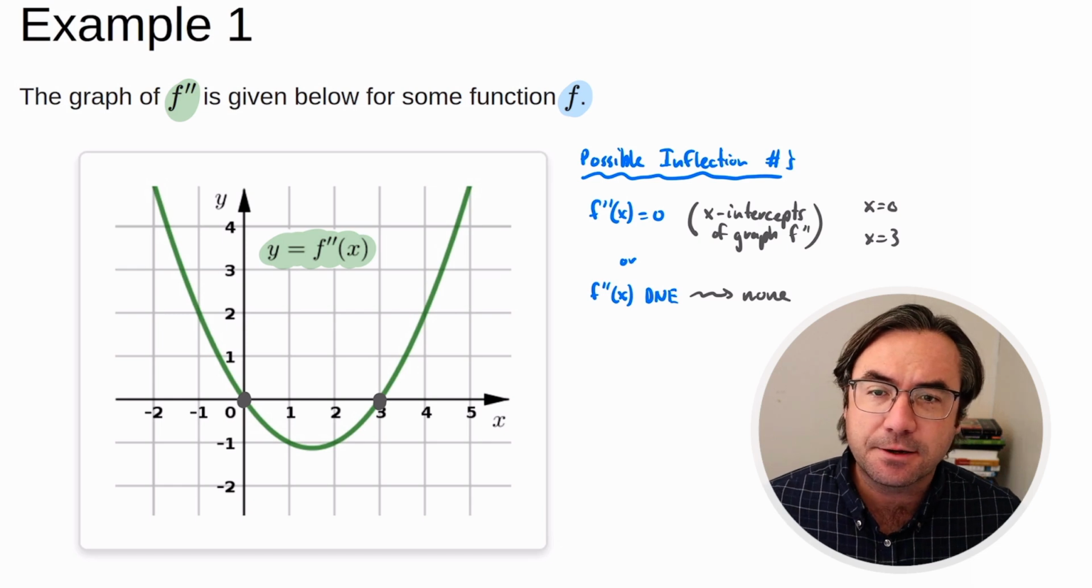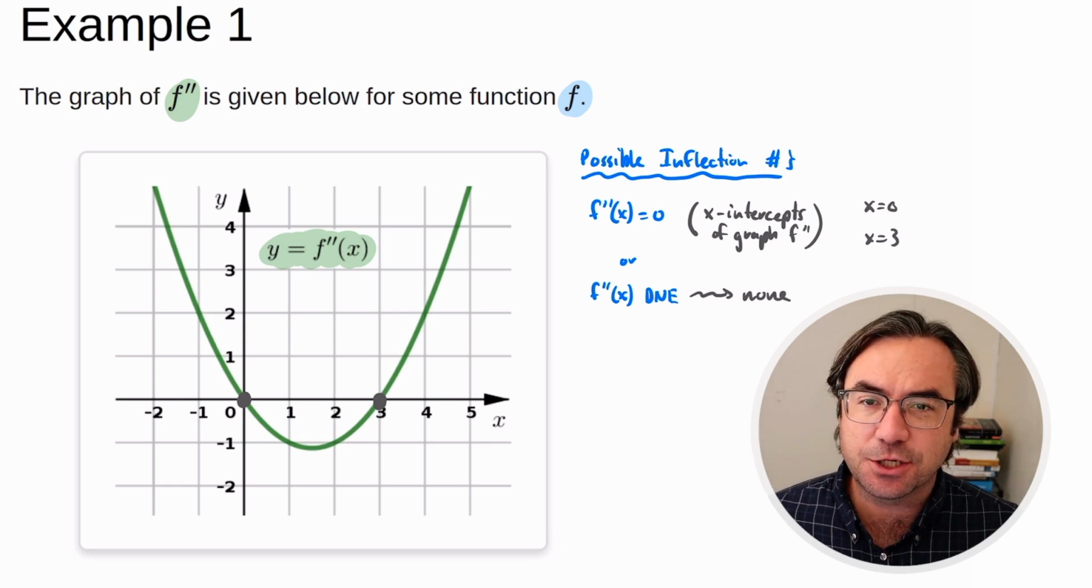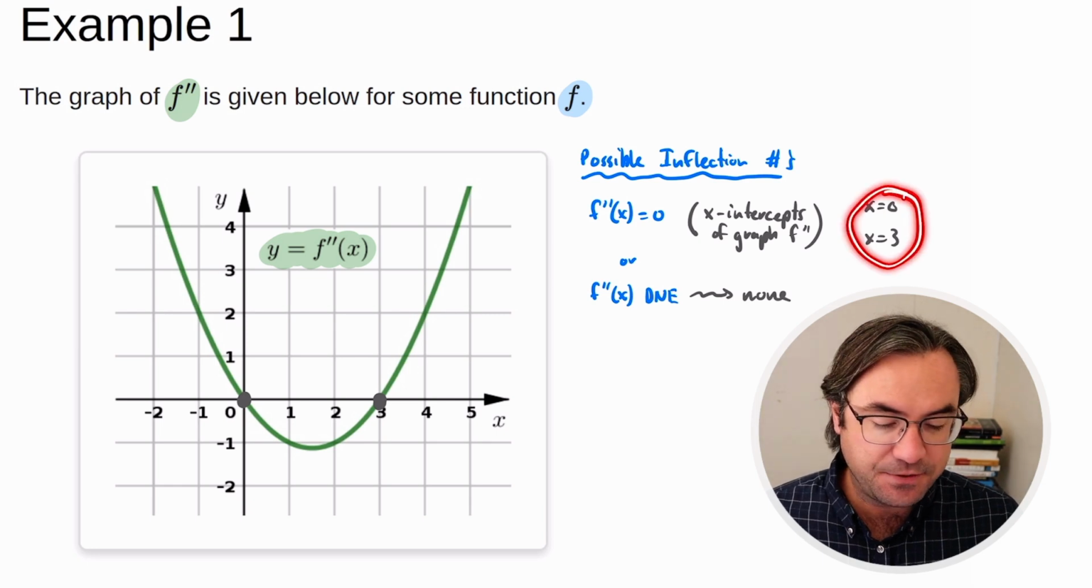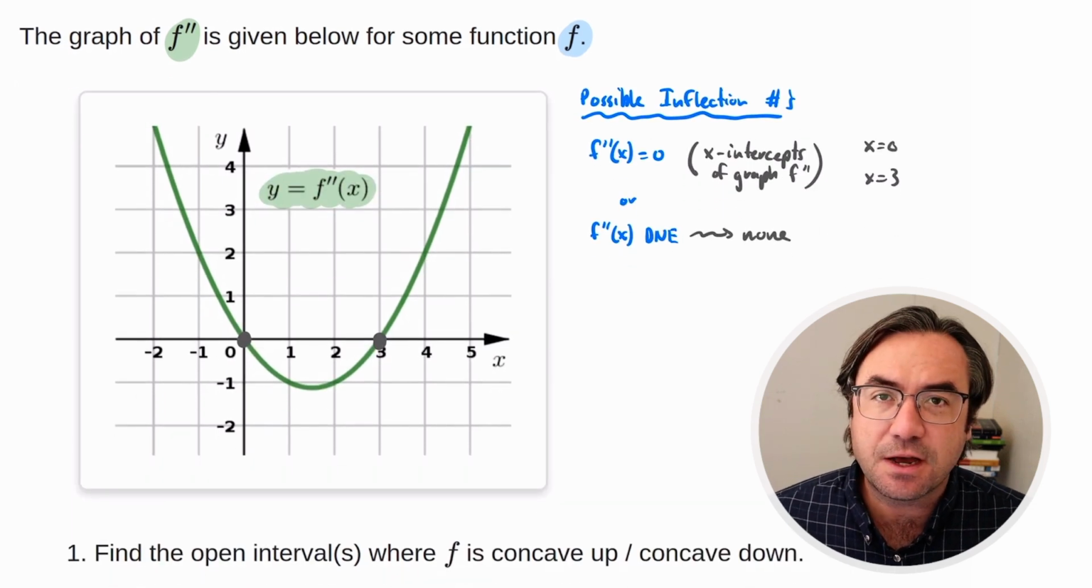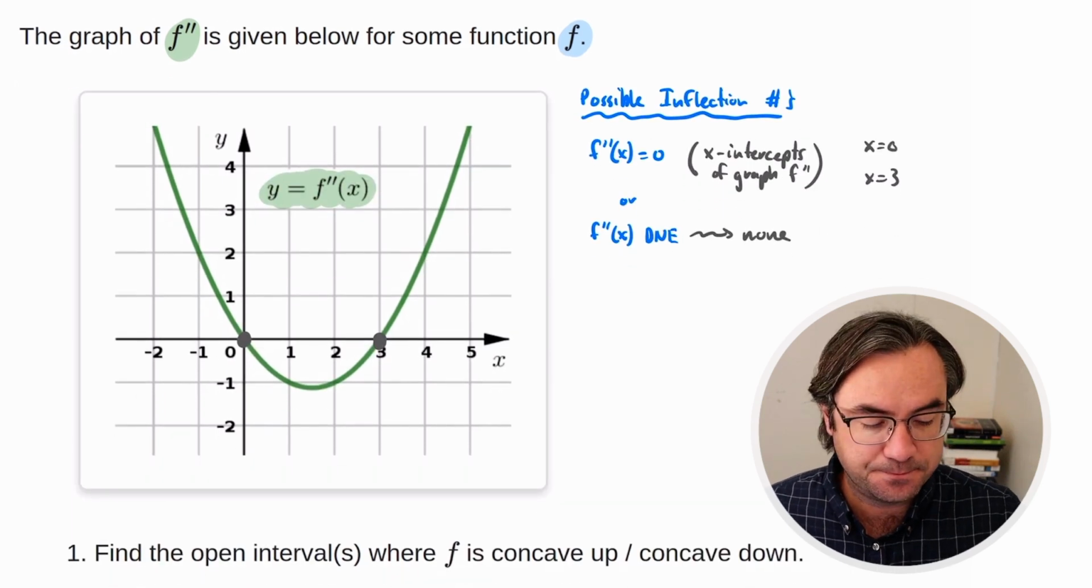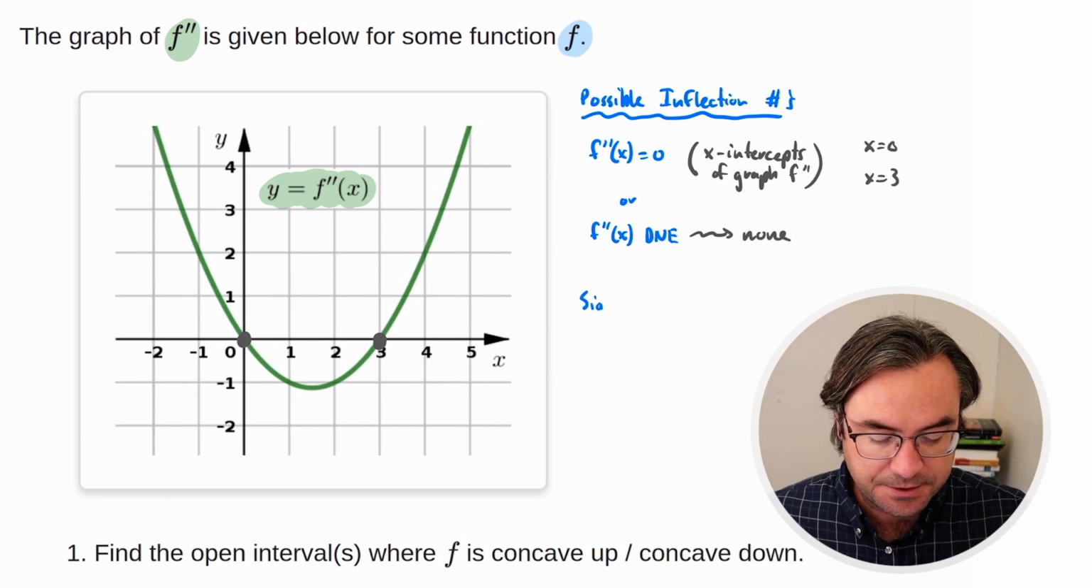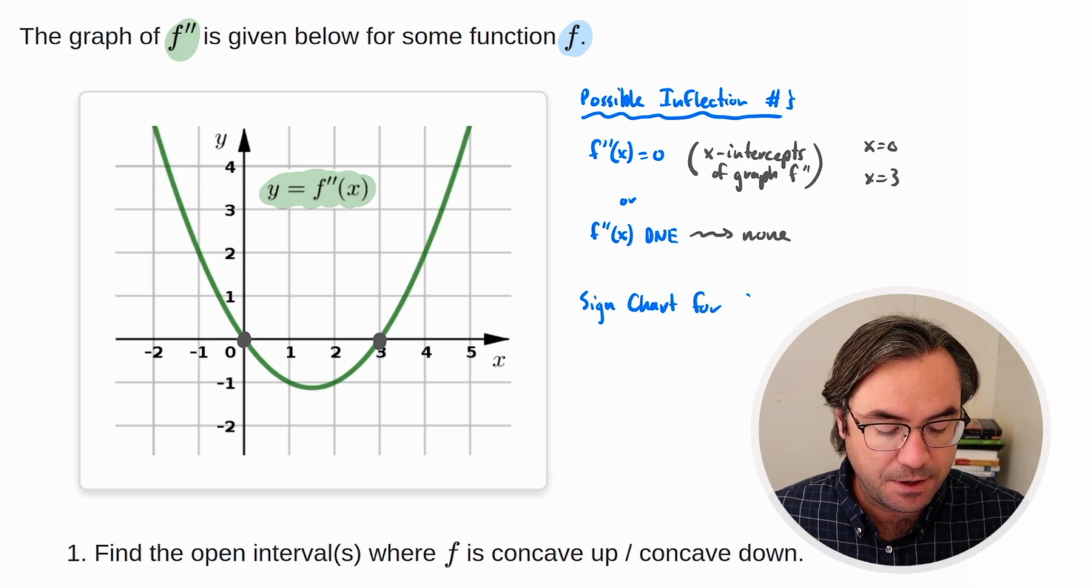So if we remember back, when we were doing this computationally, once we have these x values, then we do our sign chart. And the graph is enough information to do our sign chart. So that's what we're going to do next. We're going to do the sign chart for f double prime.